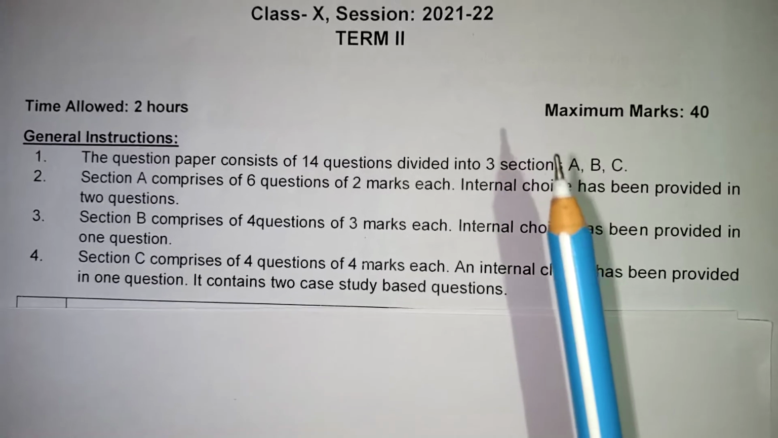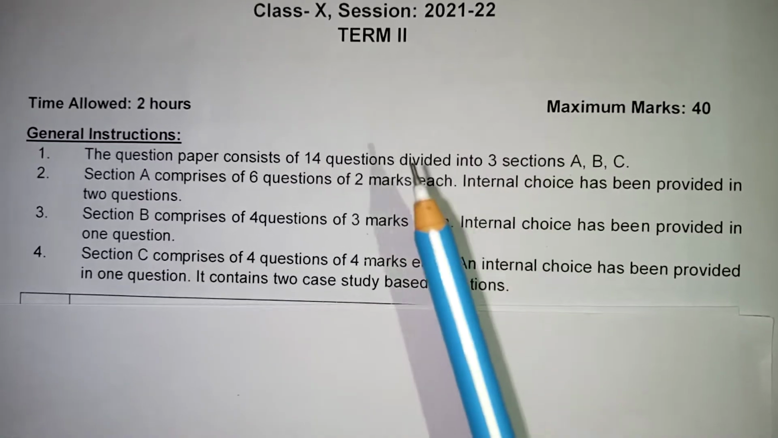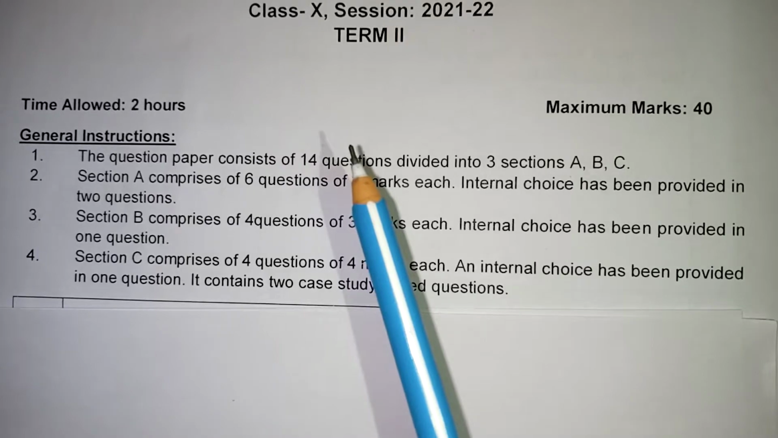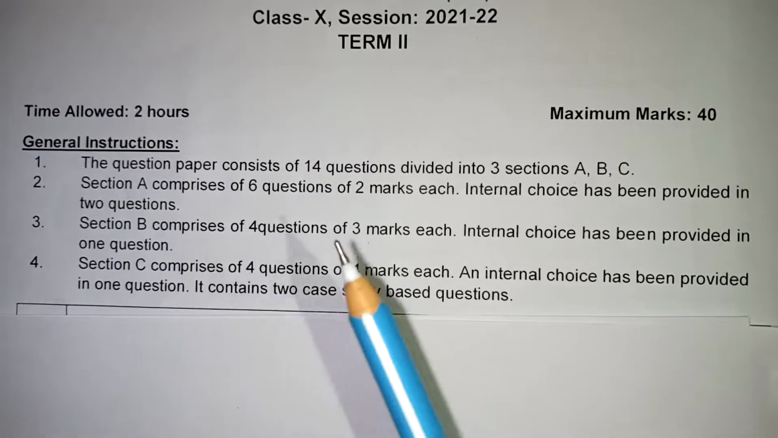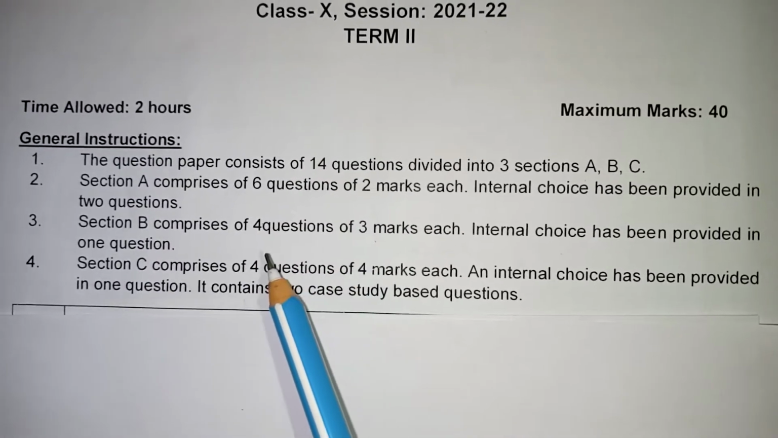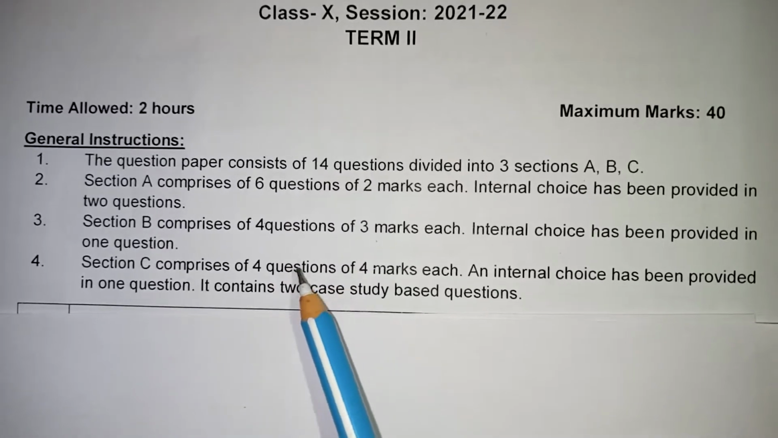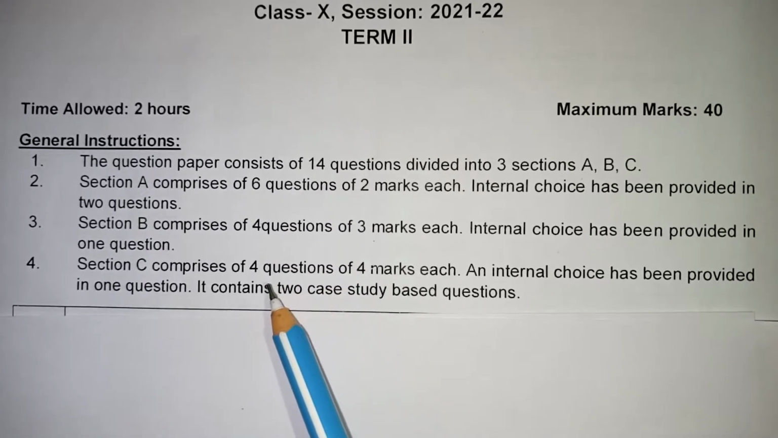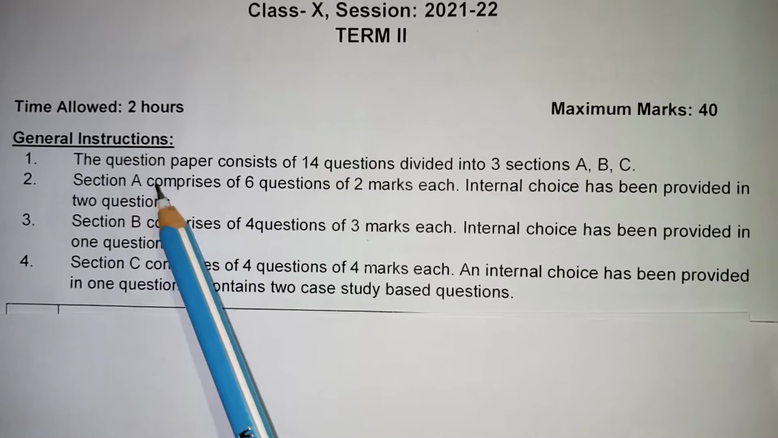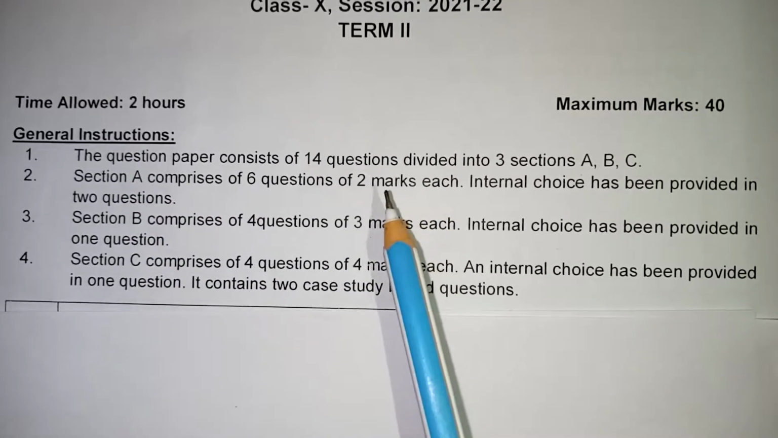Hi students, in this video we are going to learn the class 10 term 2 sample paper. In this sample paper we have 3 sections, totally 14 questions. First 6 questions are of 2 marks, then 4 questions of 3 marks, and the remaining are 2 case studies of 4 marks. The allotted time is 2 hours, and the total marks will be 40. Now we'll solve the questions.